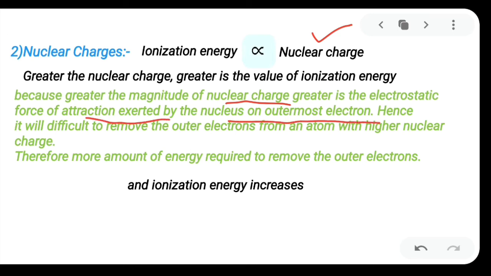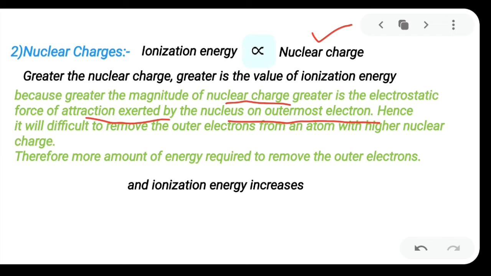Okay, when nuclear charge increases, the electrostatic force of attraction by the nucleus on the electron increases. Hence it is difficult to remove the outermost electron from an atom with a higher nuclear charge. हमको ज्यादा एनर्जी का जरूरत होता है वो इलेक्ट्रॉन को रिमूव करने में.